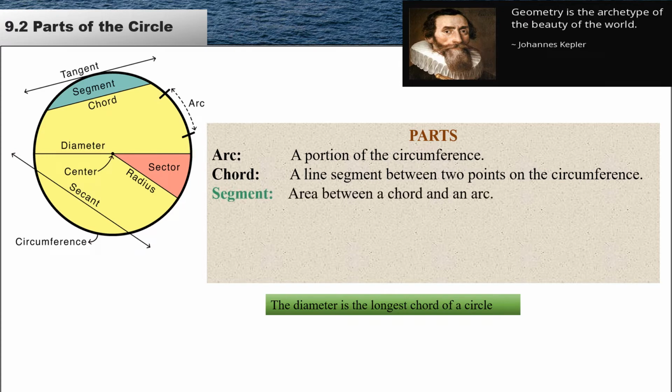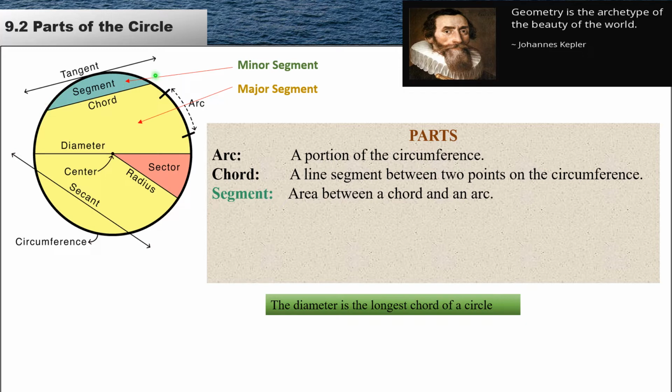Next, we have what is called a segment. That's the area between a chord and an arc. So here is the segment in the circle, and we call this in particular the minor segment because, of course, the area looks pretty small. So if there's a minor, there is a major, and that is this part of the circle that has been colored yellow, right? So remember, it's the area between a chord.